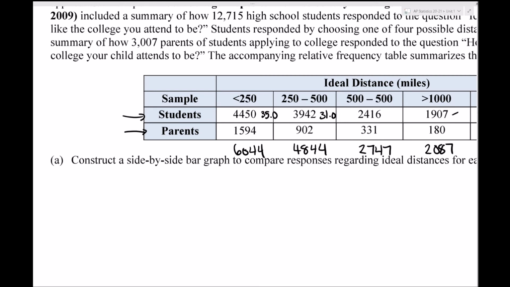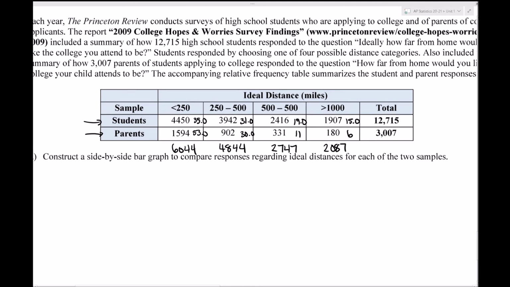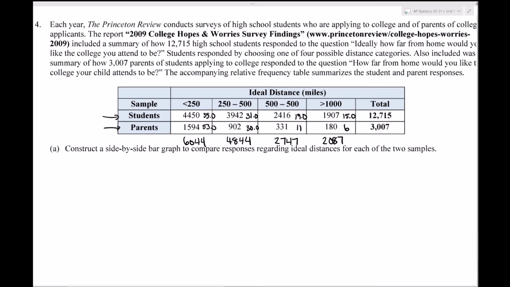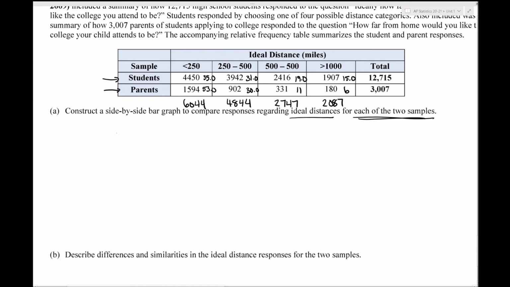So finally, once those are done, we construct a side-by-side bar graph to compare responses regarding ideal distances for each of the two samples. And here's why I figured I wanted to do this across the samples. We wanted to show how ideal distances compared across each type of sample, each type of person. So I divided by the total for each type of person instead of vertically.